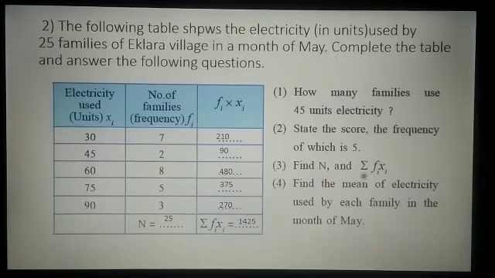Then find n and sum of Fi into Xi. This we have calculated. N means total frequency, and sum of Fi into Xi is equal to 1425. Find the mean of electricity used by each family in the month of May. So here you have to find the mean. Mean x bar is equal to sum of Fi into Xi upon n, that is 1425 upon 25, and then we will calculate its answer. So up till now you will finish it here, and one by one we will write down the answers in the next period. Okay children, thank you.